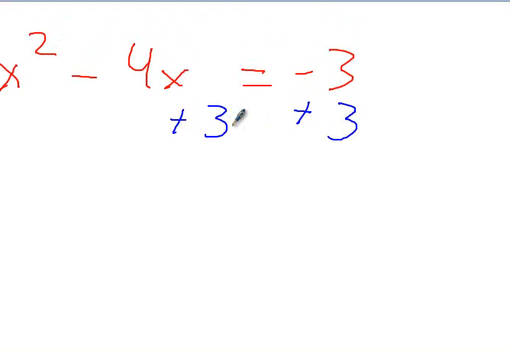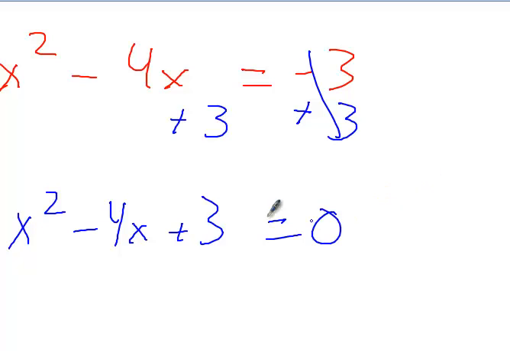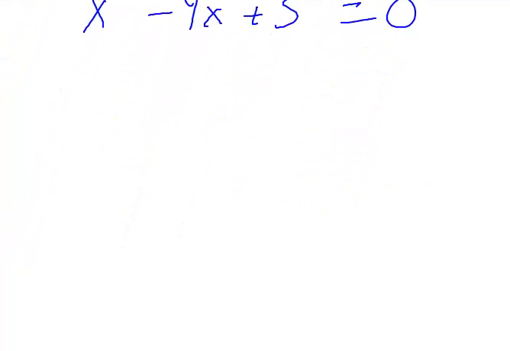So we have x squared minus 4x equals negative 3. The only thing here is that in order to solve, it has to be set equal to 0. So this negative 3 we need to bring to the left side. So what we can do is we can add it. So now we're at x squared minus 4x plus 3 equals 0. Now we can go ahead and factor it and solve.